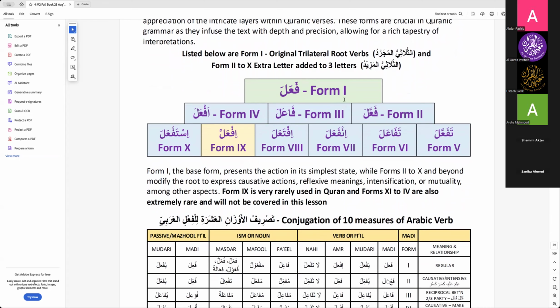So, verb form 1, which we've already learned in module 1, fa'ala, which is the simple form. Today we're going to explore from 2 to 10 here. Form 2 is fa''ala, and form 3 is fa'ala, fa with alif at the end, and form 4 is af'ala.